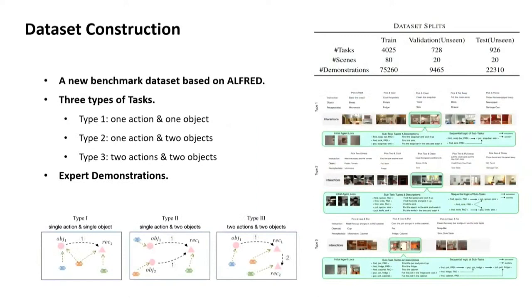We construct a new benchmark dataset based on OfferIt. We propose 3 types of tasks, and in each type, there exists an implicit receptacle that needs to be reasoned in the ambiguous instructions. We also generate the expert demonstrations for model learning.